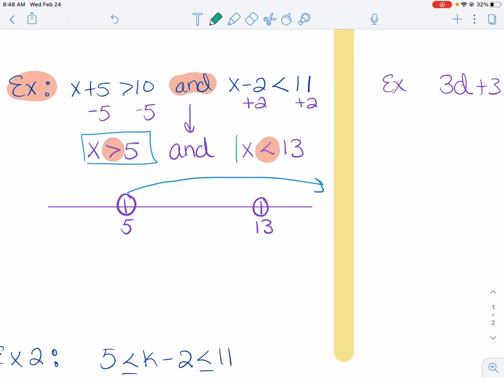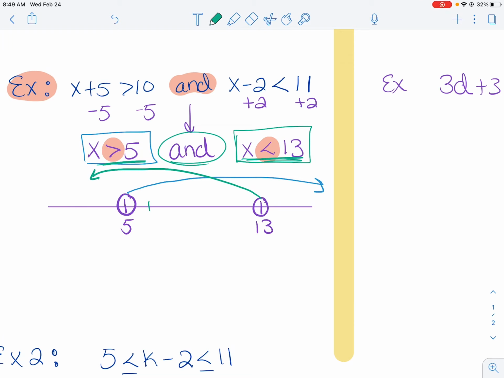Then if I want x is less than 13, I'm going to shade everything to the left of 13, right? I would want all the numbers that are smaller than 13. So what we're looking for is numbers that are both greater than 5 and less than 13 at the same time. That word "and" is important.